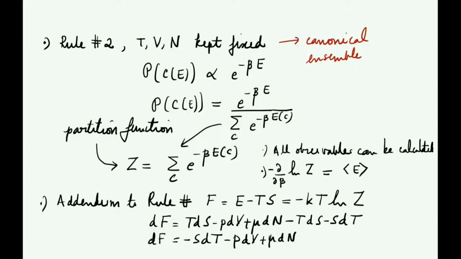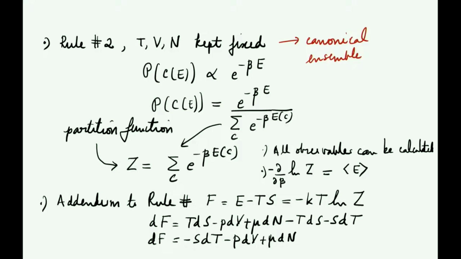For example, if I want to compute the expectation value of E, I look at this expression, I take a derivative with respect to beta. Then this E comes down. So if I take the derivative del by del beta of log Z, I get the expectation value of E. Of course, in the previous one, omega was the number of microstates. Now it is the partition function. So we need an addendum to rule 2.